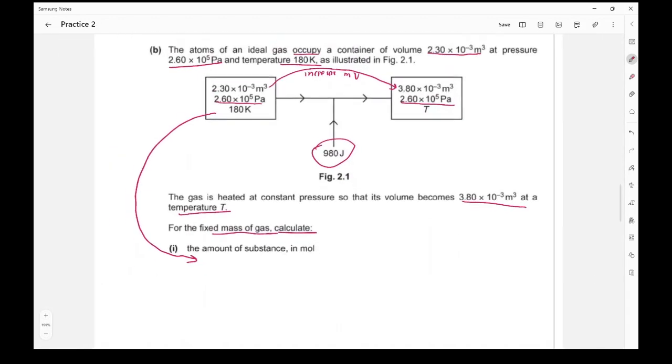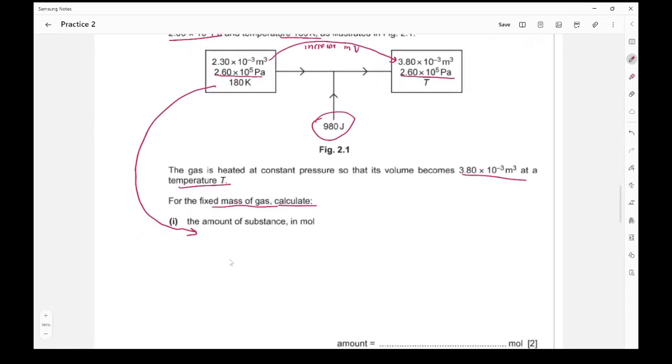And for that part, I'm just going to be zooming out a bit so that I can copy the values and work this out. So this is going to be simple. So this is going to be PV is equal to nRT. I'm just going to be using this directly. The pressure is actually 2.6 into 10 raised to the power 5 multiplied by the volume that is given to us, which is actually 2.30 into 10 raised to the power minus 3, bracket close, and n is our target multiplied by the molar gas constant, which is actually 8.31, multiplied by the thermodynamic temperature, which is 180 Kelvin.